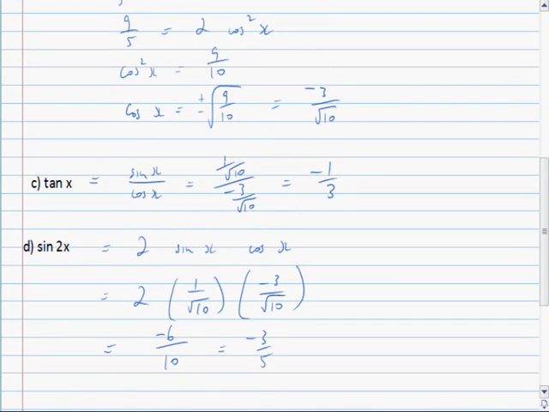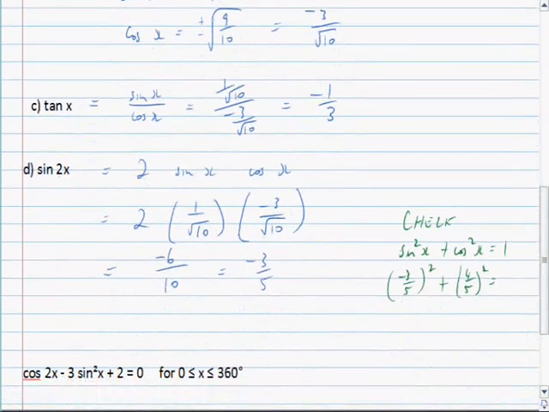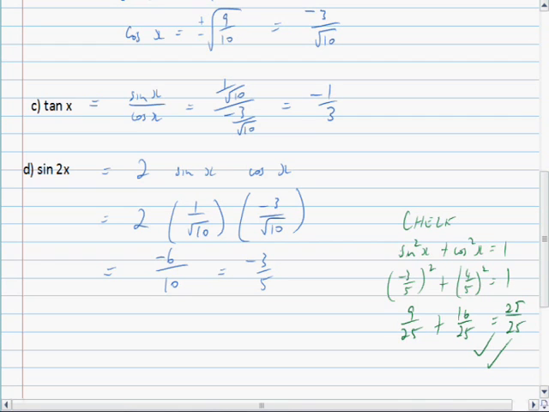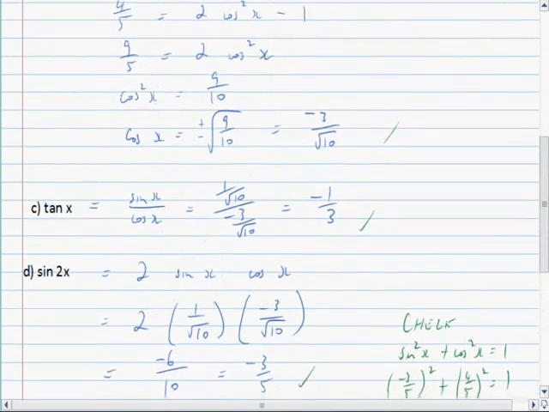We can just check. I've got sine squared plus cos squared equals 1. Well, negative 3 over 5 squared plus 4 over 5 squared equals 9 over 25 plus 16 over 25, which is definitely 25 over 25, which means it's right, so that means everything here must be right. So cool.